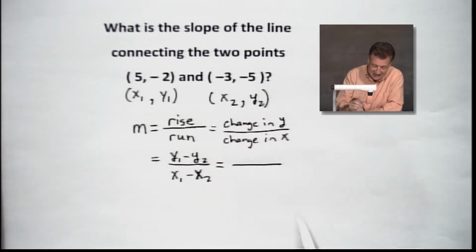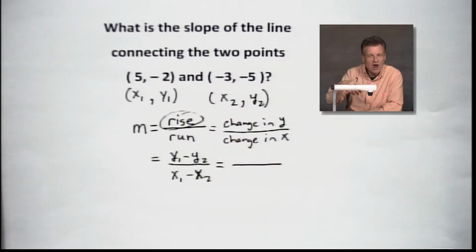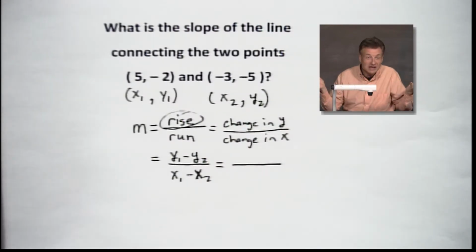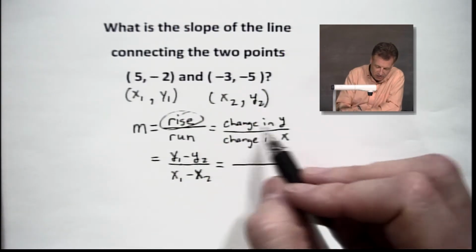But one thing that has to be certain, rise, Y's on top. Rise rhymes with Y's. Put it on the top. X doesn't rhyme with anything. It's just left over. It's going to run. It's going to be in the denominator. So let's see what our numerator is giving us.